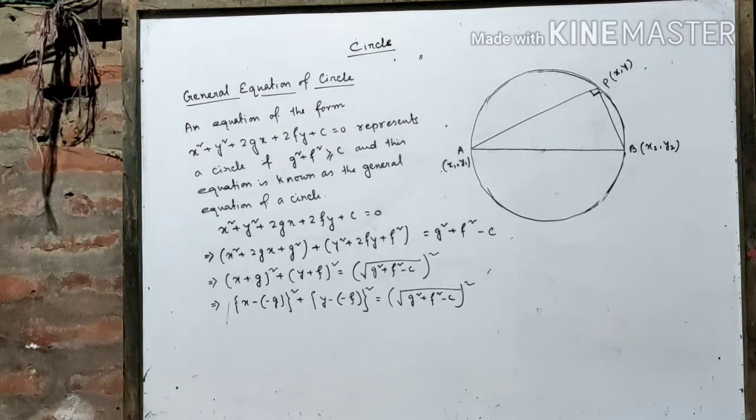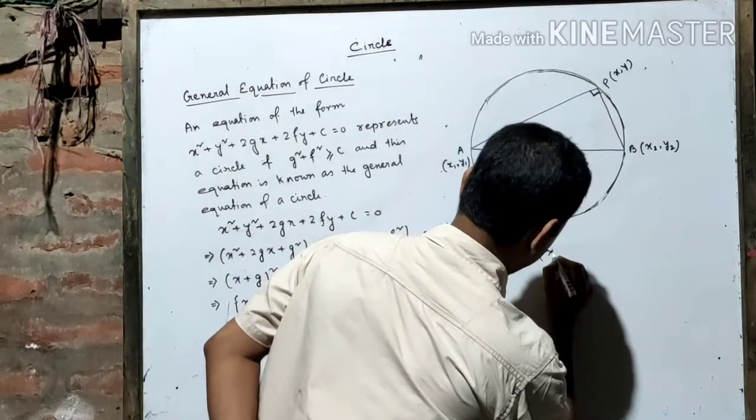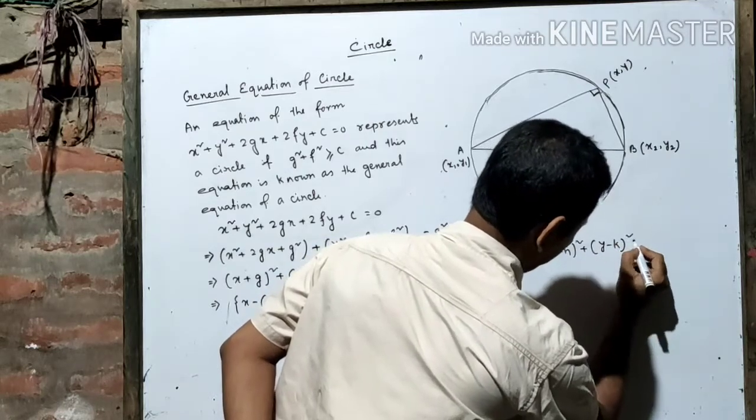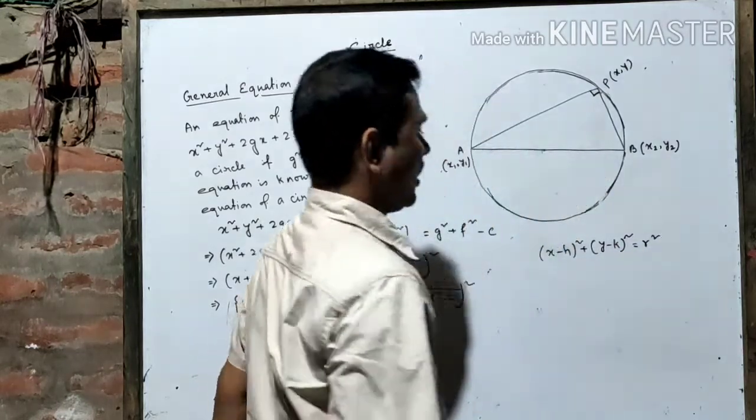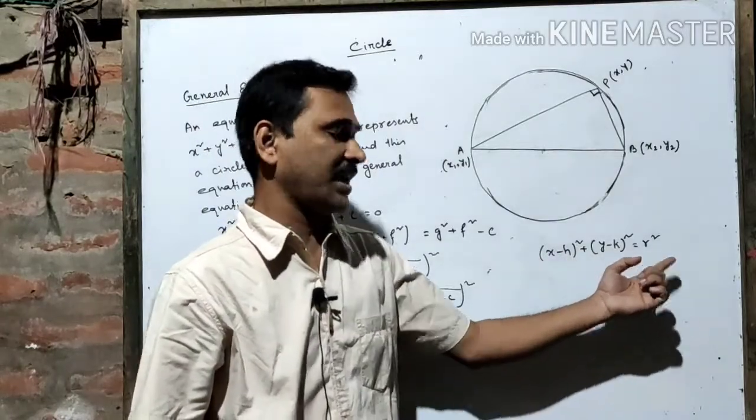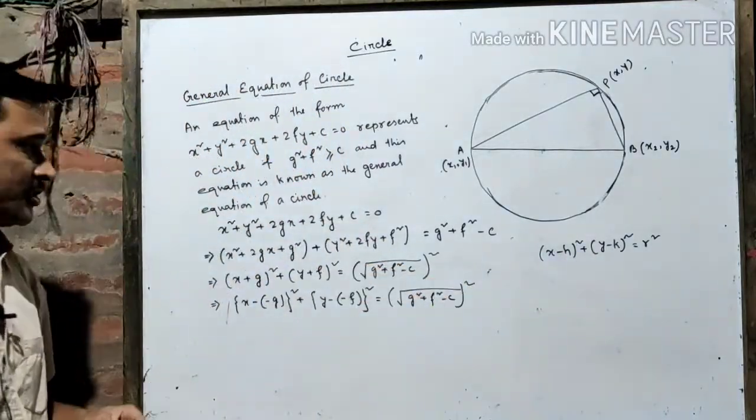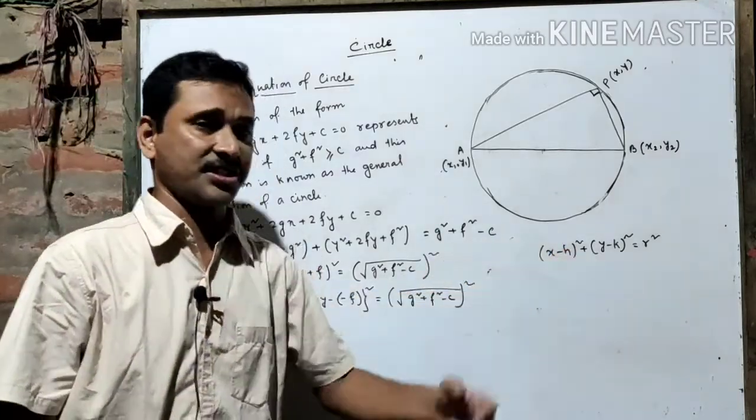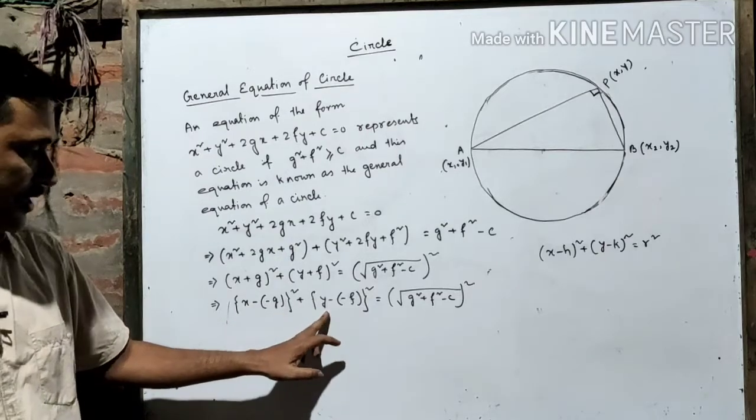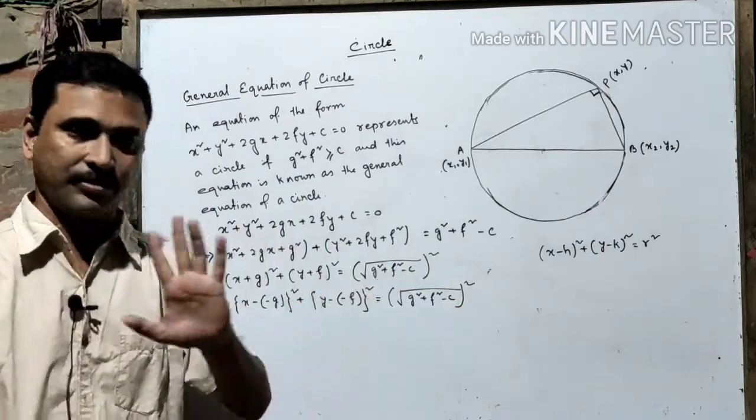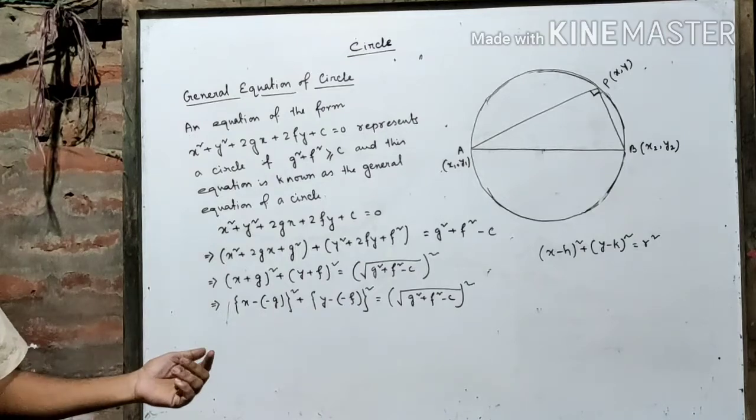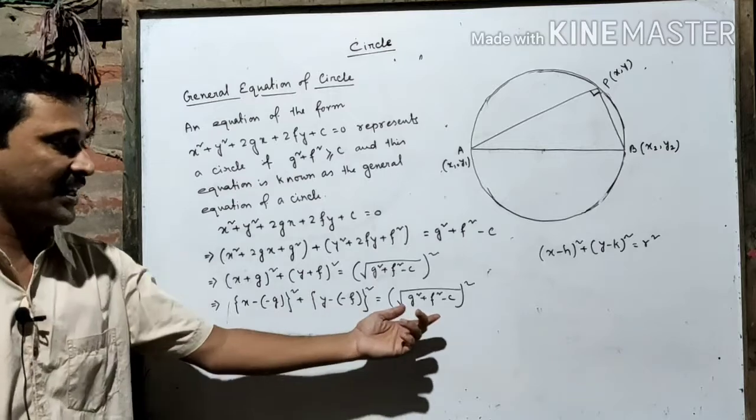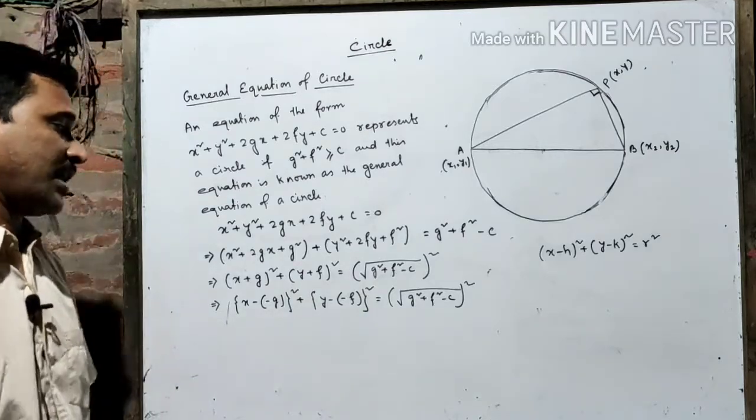Now if we compare this equation with the standard equation of the circle, which is (x − h)² + (y − k)² = r², and we know in standard form (h, k) is the center and r is the radius. If you compare these two equations, you will find that this equation is of the same structure. So comparing, we find that the center of this general equation is (−g, −f) and the radius is √(g² + f² − c).